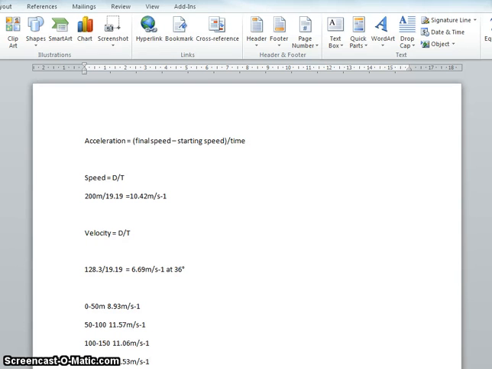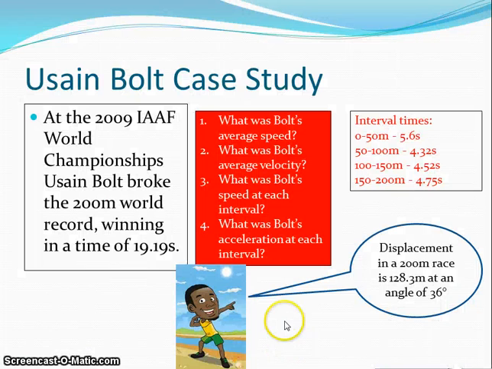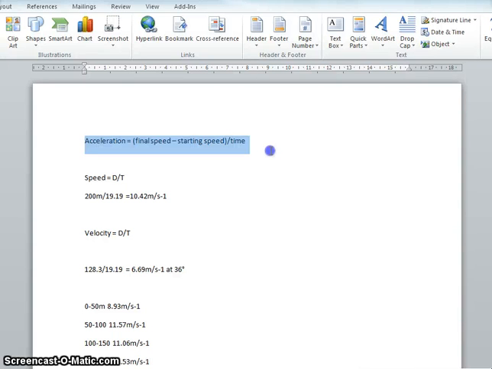Okay, the next one is all about Bolt's acceleration at each interval. We don't have a triangle for this, but I pre-wrote it at the top here. Acceleration equals final speed minus the starting speed. You have to work that out first and divide it by time. You can also use velocity instead of speed, but for the purpose of this question, we were just looking at speed.